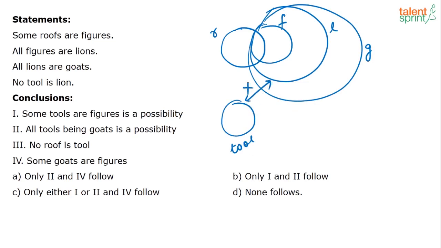These two are disjoint sets. Now, "some tools are figures" is a possibility? Definitely not possible. Why? Because tools and lions are disjoint and figures is coming inside lion. So the first conclusion does not follow.